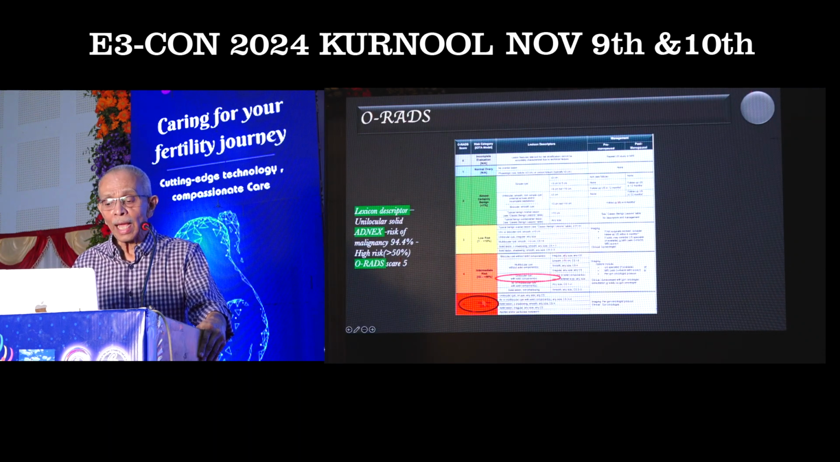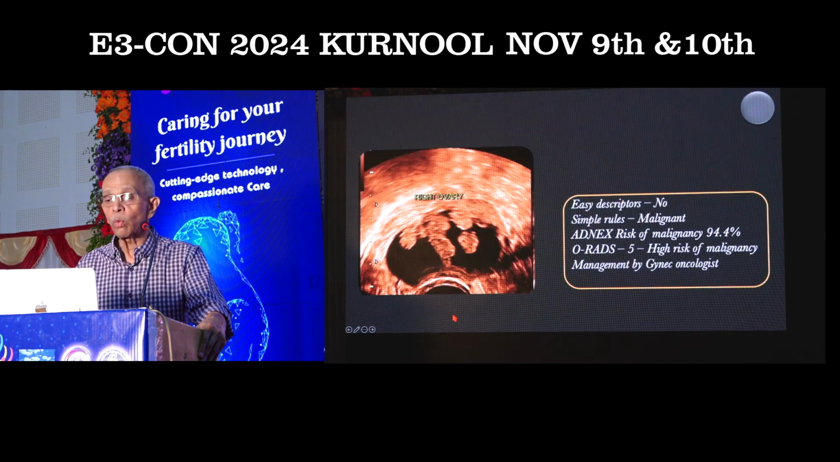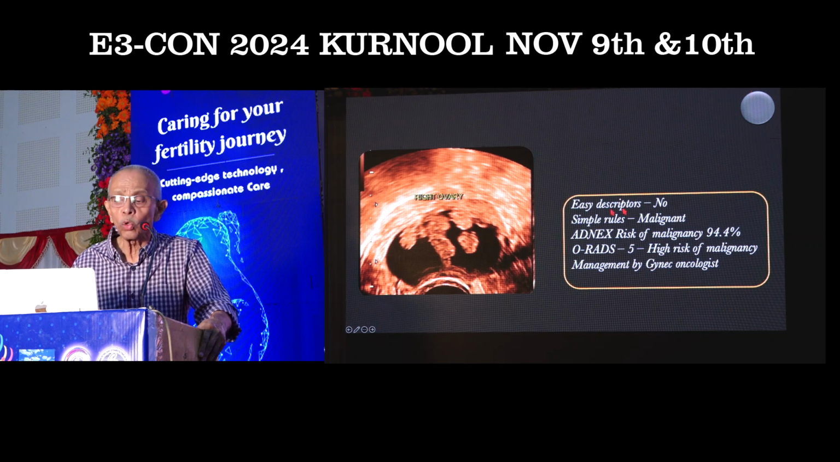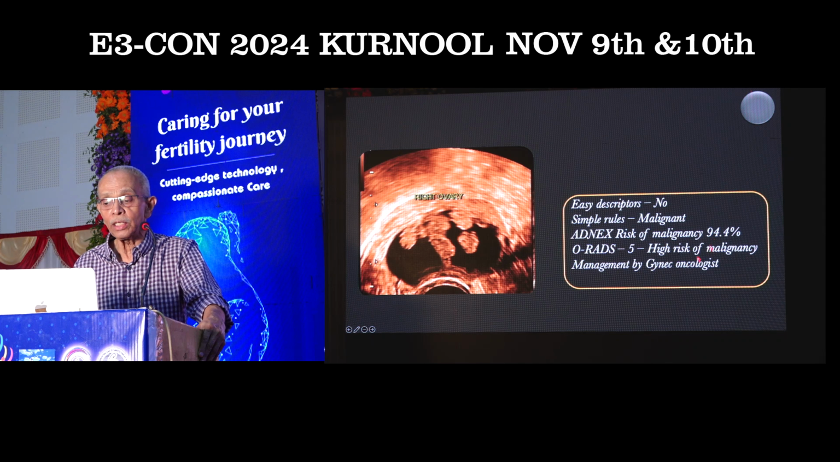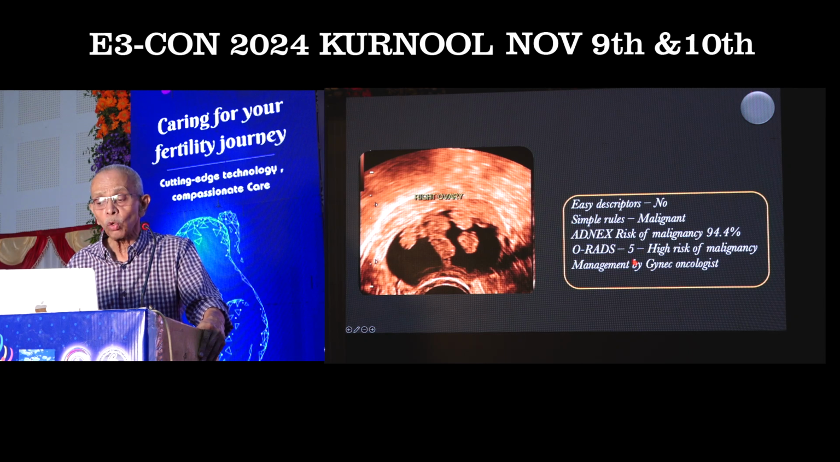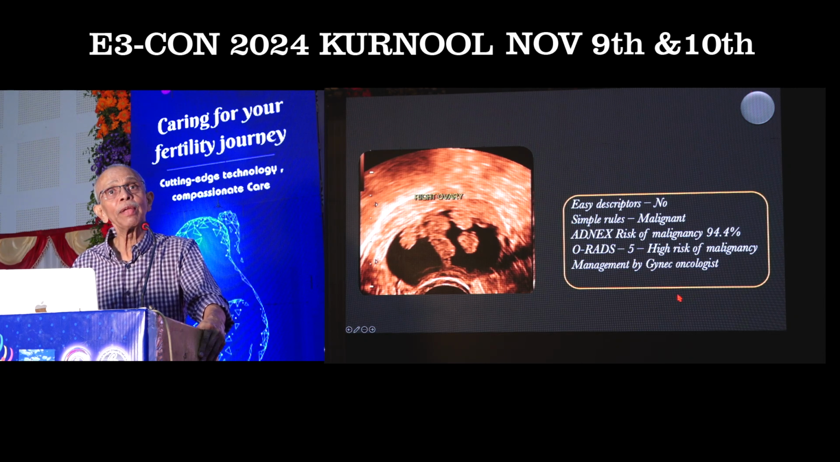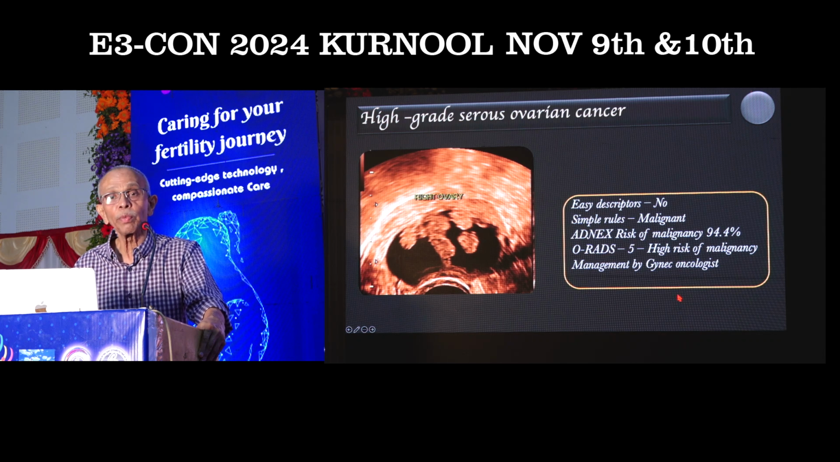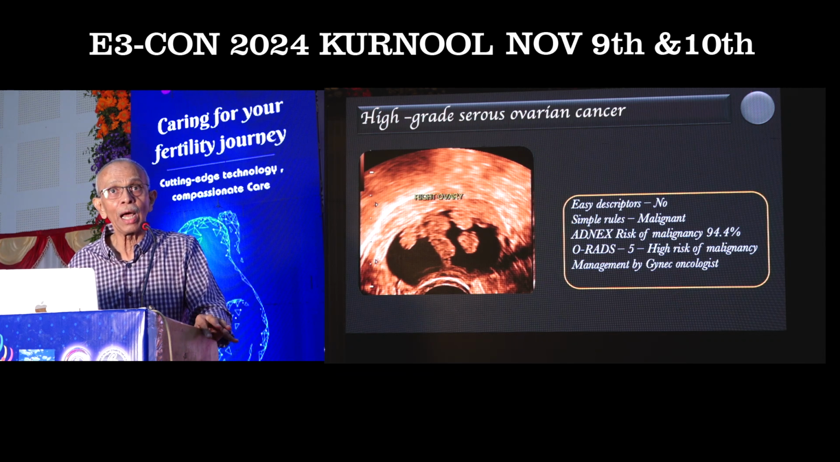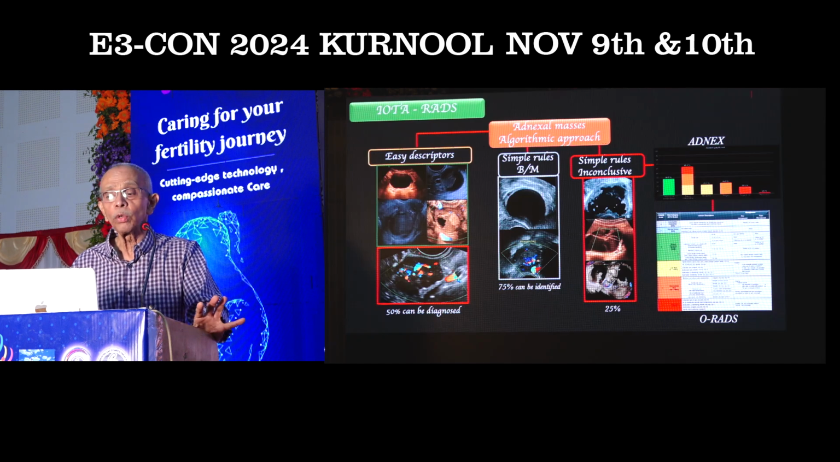So with the ADNEX model, the O-RADS very clearly delineates that it is a high risk lesion. Here easy descriptors have no role to play, whereas the simple rules have definitely categorized it as a malignant lesion. ADNEX risk of malignancy is 94.5, definitely more than 50%. O-RADS score is 5, and definitely we have to refer her to a gynec oncologist, and this turned out to be a high grade serous ovarian cancer. So this is how you are going to approach.